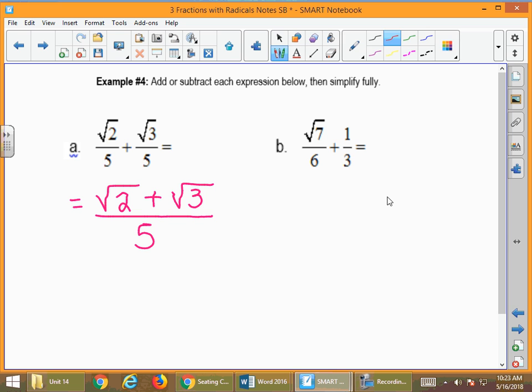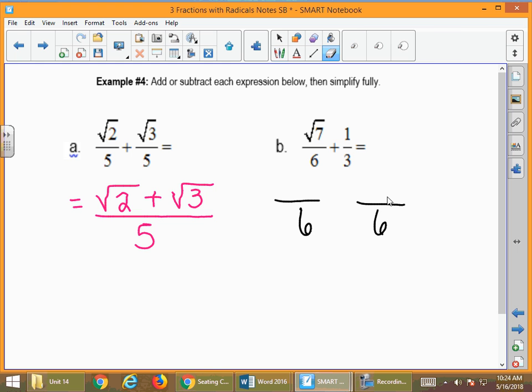When we take a look at letter B, we need to find the common denominator. And some of you are going to say 18, and that's fine. It'll be a little bit more work. But if you can find the least common denominator, it's going to be a little bit less work. If you look at the denominators, ask yourself, will one of those denominators go into the other denominator evenly? More specifically, will 3 go into 6 evenly? And because that answer is yes, our common denominator is 6.